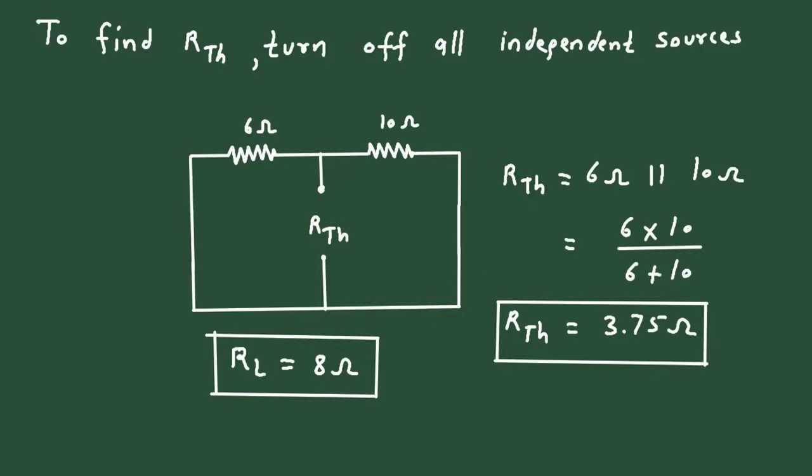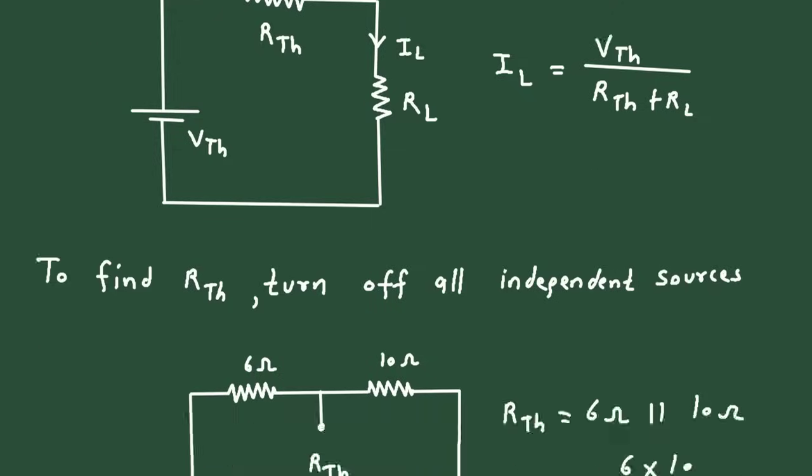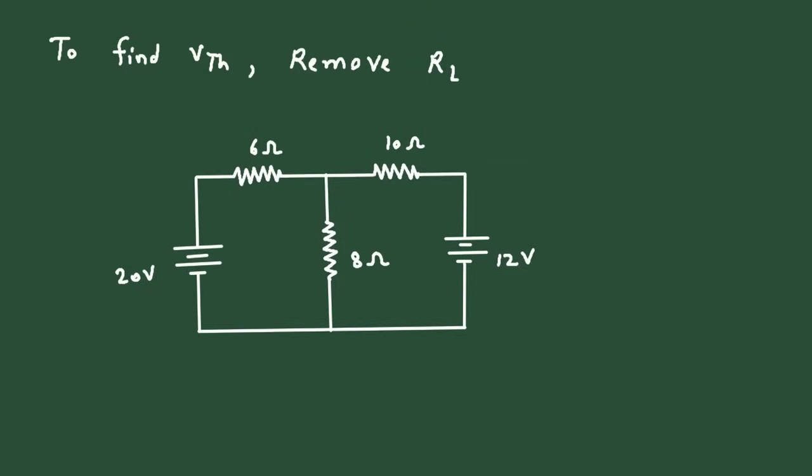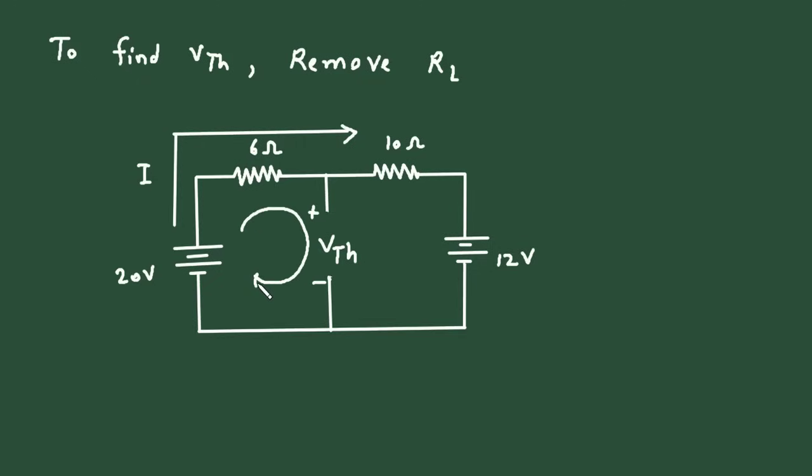Now next we need to find the value of VTH. So let's find VTH. To find VTH, we just need to remove RL. Now if we remove RL from here, this will be our VTH. Here this will be VTH, this will be positive and this will be negative. Now let's say the current flowing through this circuit is current I. So let's apply KVL to the outer loop. After that we will apply KVL to this mesh. Let's say this is mesh number 1 with current I1.